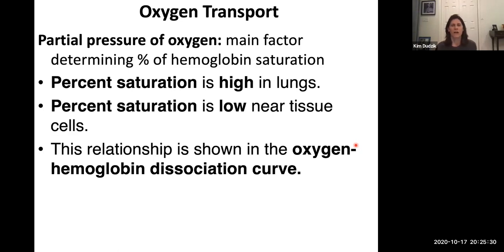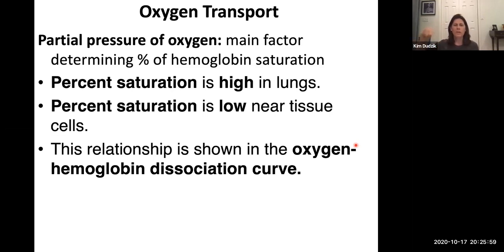So what does this mean? Because we said that hemoglobin will bind to oxygen sometimes, and then it will release oxygen at other times. So why? Well, at our lungs, the partial pressure of oxygen is high from our lungs to our bloodstream, right? So hemoglobin then has a high affinity to bind oxygen. Okay, so the percent saturation therefore is high.